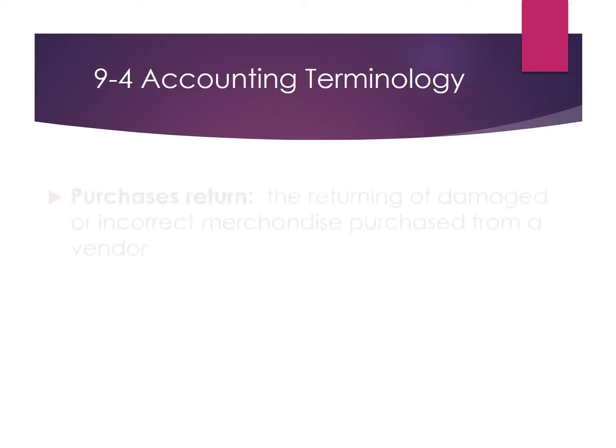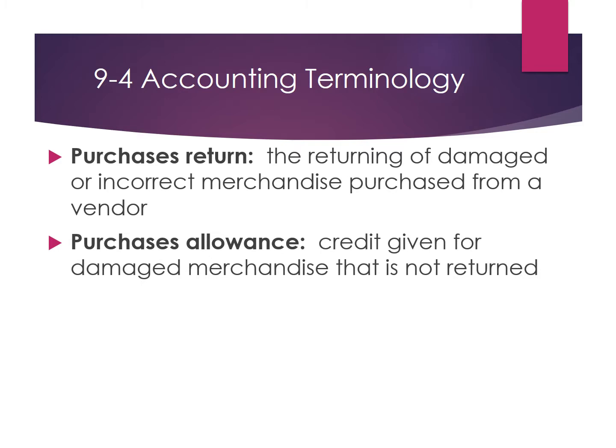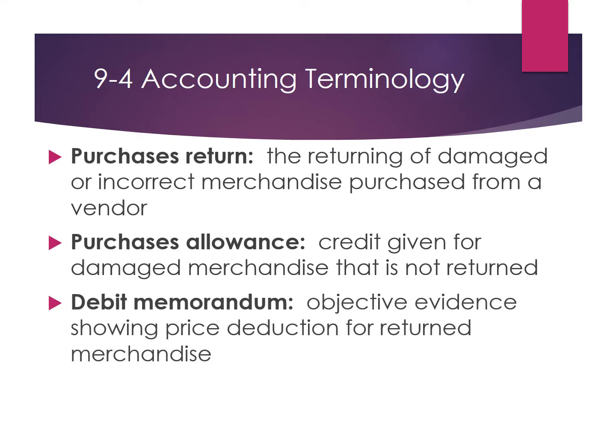(9-4) Accounting terminology. Purchases returned. Purchases returned is merchandise that was purchased and returned because it was either damaged or it was the wrong item sent from the vendor. Purchases allowances are credits that are given for damaged merchandise that is not returned back to the vendor. A debit memorandum or debit memo is the objective evidence that shows the price deduction for returned merchandise.